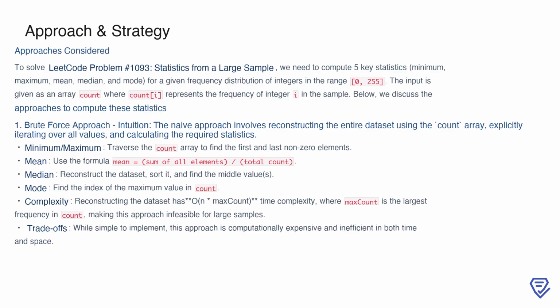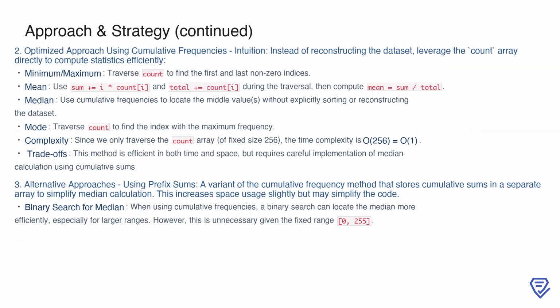While this approach is intuitive and straightforward to implement, it is computationally expensive. Reconstructing the dataset, especially when the frequencies are large, results in significant time and space complexity, making this method impractical for large-scale samples. A more efficient method is the optimized approach that leverages cumulative frequencies directly from the count array.